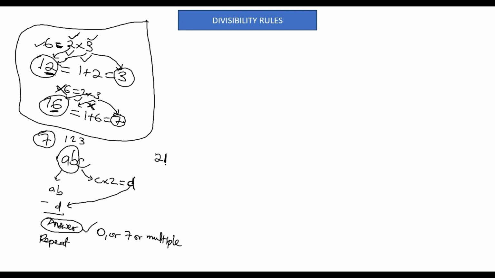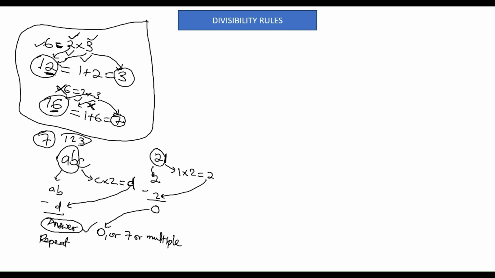21. Let's see. You take the last digit, which is 1. We multiply by 2, then you get 2. Now we strip it off. We remove the 1 from the number. Then we bring 2 here, minus this 2 that we get from the multiplication. So that's 2 minus 2, the answer will be 0. So you see the final answer is 0. Therefore, the number 21 is divisible by 7.